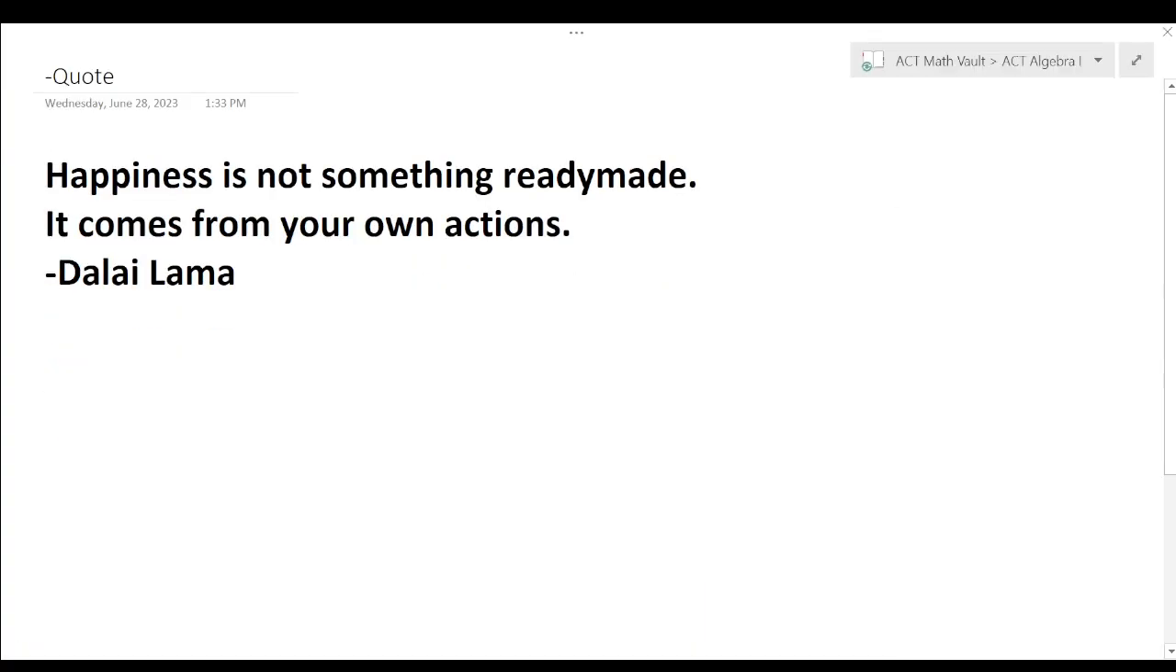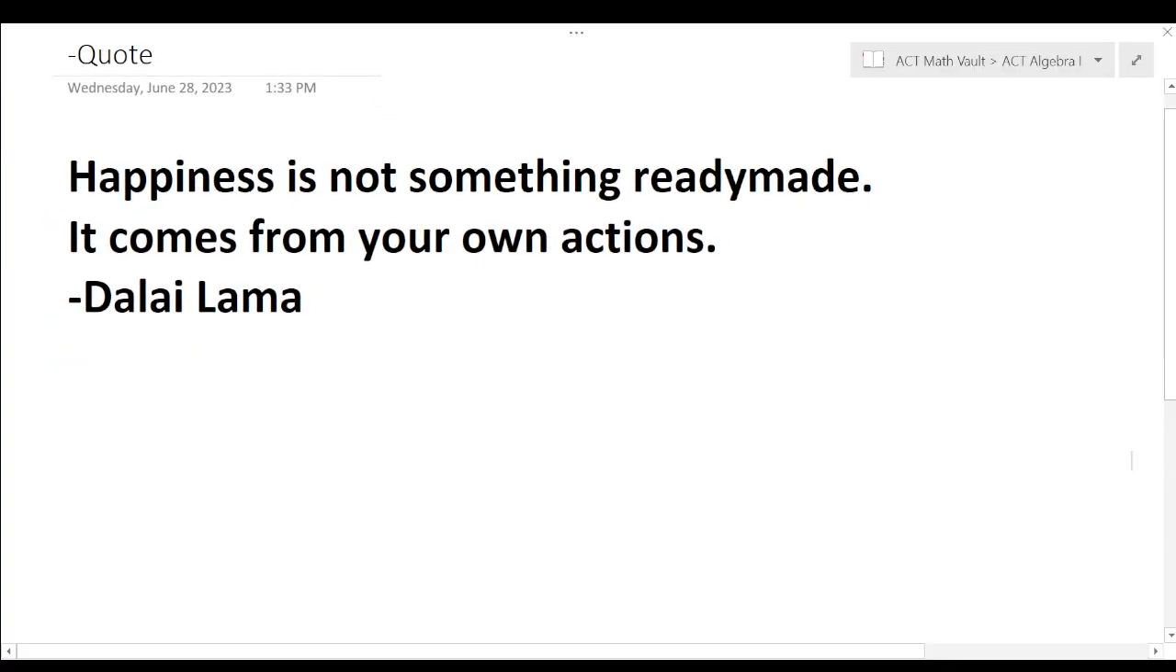So a quote to leave you with some inspiration here. Happiness is not something ready-made. It comes from your own actions.